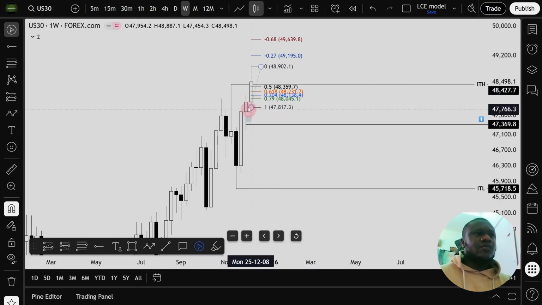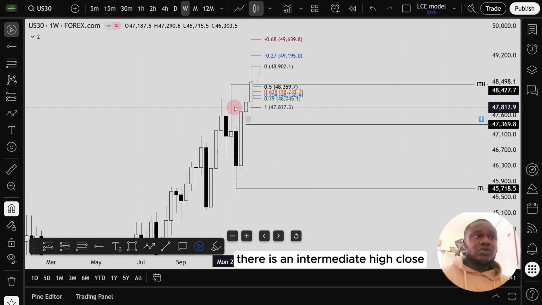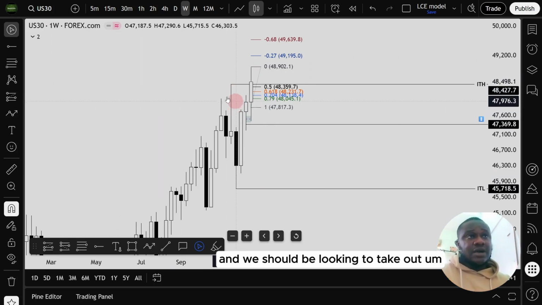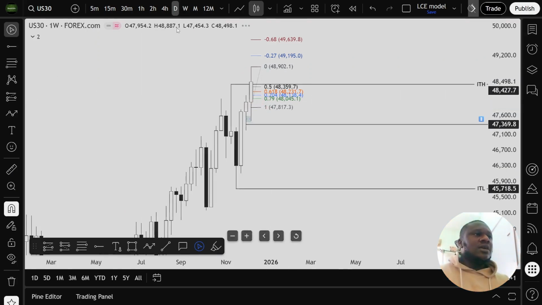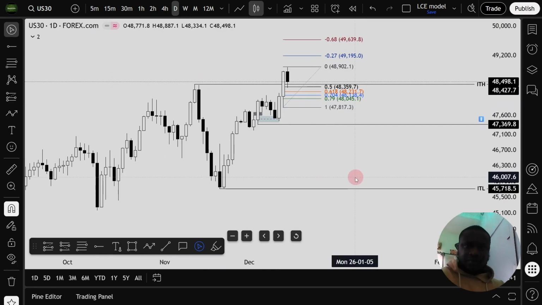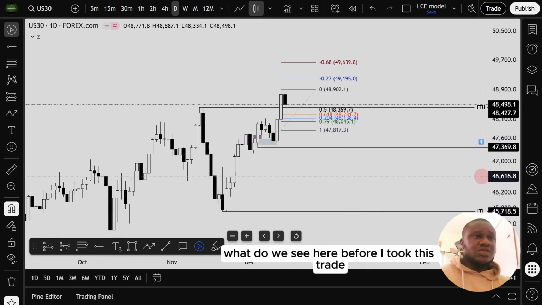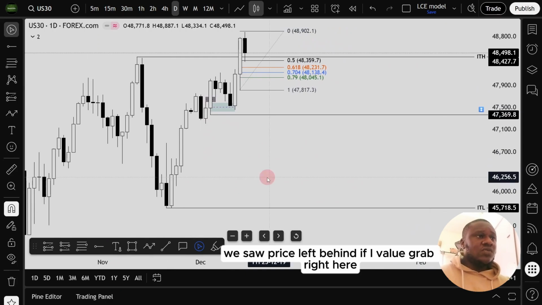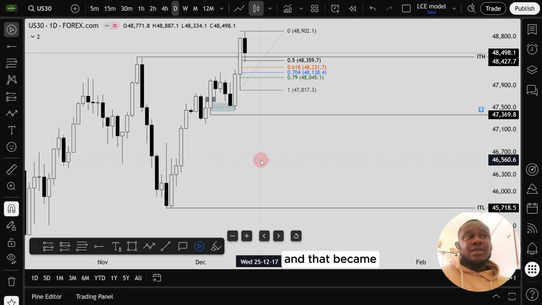Now, weekly time frame, we have established our buyers. We are bullish. We are looking to take out the previous week high. There is an intermediate term high close, and we should be looking to take out the intermediate term high. So now, when we go to the daily time frame, right? What do we see here? If I took this trade, very obviously, we saw price left behind a fair value gap right here, and that became my setup.